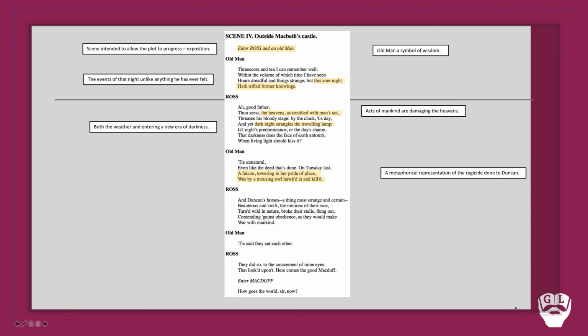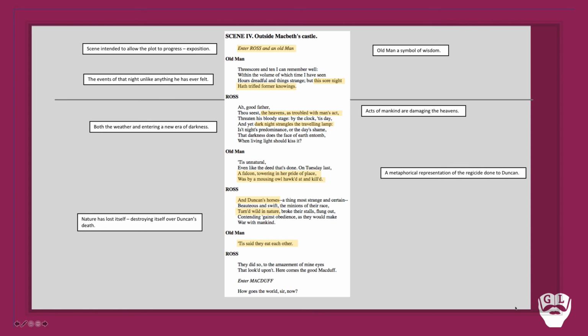In addition, Ross comments how Duncan's horses turned wild with nature, and the old man adds to this, saying they ate each other, or they eat each other, that nature itself has completely lost its understanding of the way it goes, and Duncan's horses are very much destroyed as a result. That nature is turned feverous, and the world is almost turning in on itself and giving way to evil.